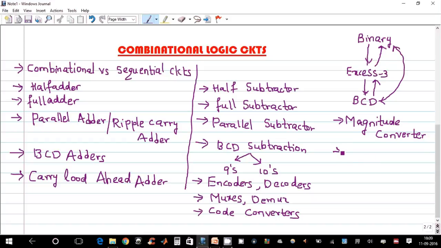And there is one more topic called the serial adder. Actually it is a sequential circuit as it employs a flip-flop, but we'll also see this in this section. So today we are limiting our discussion to only these topics. So let's start our discussion.